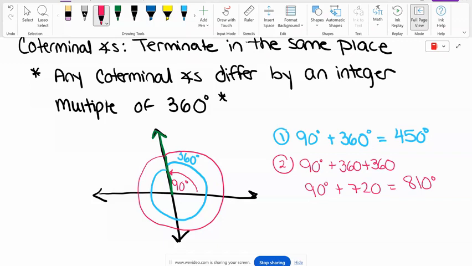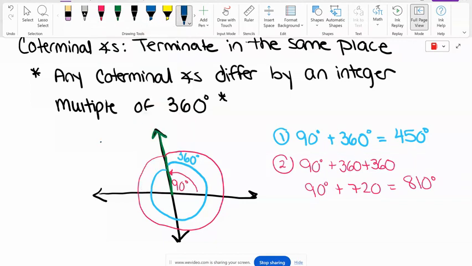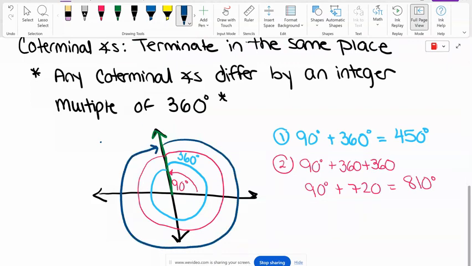All right, now let's say I wanted to go in the negative way. So let's say this is my terminal side, but instead of going counterclockwise, let's say I went clockwise this way, and still ending back at that terminal side. But now if I'm going clockwise, it's not going to be 90 plus 360, it's going to be 90 minus 360 because I went in that negative direction, which will bring us to negative 270 degrees.